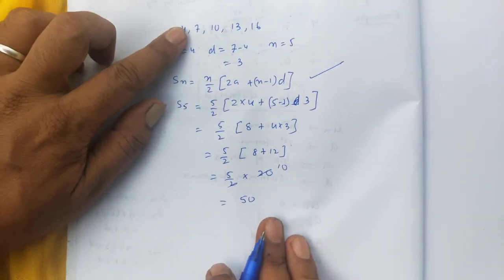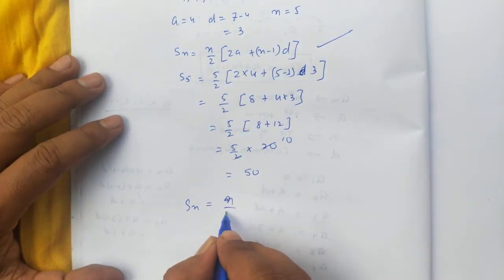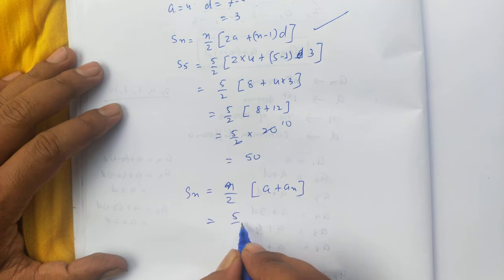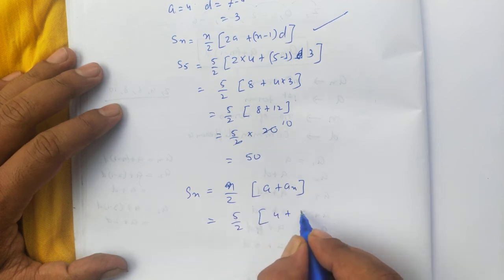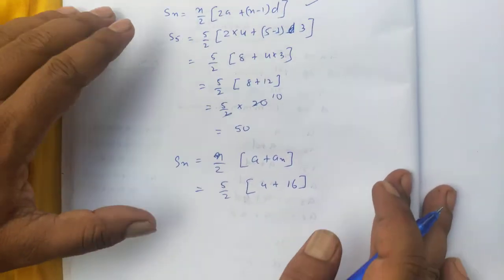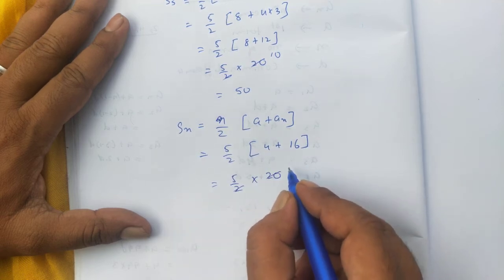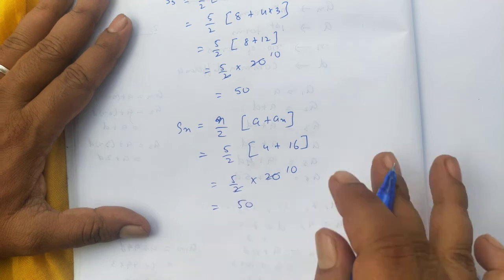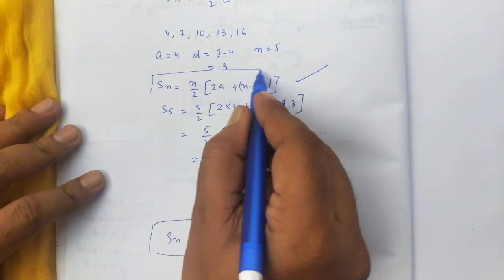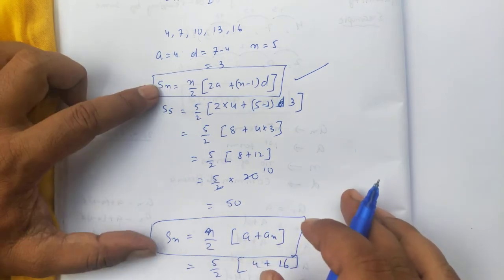Since you know the first and the last term, we can use Sn equal to n by 2 into (a plus an). 5 by 2, the first term is 4 and the last term is 16. That means we get 5 by 2 into 20. If I cancel 2, we get 10 into 5, so the sum is 50. So this one formula you have to remember, and this is the other formula you have to remember. We can find the sum of any number of terms using these two formulas.